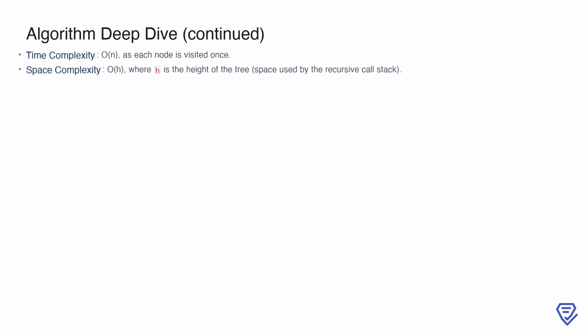Analyzing the complexity, the time complexity of the algorithm is O(n), where n is the number of nodes in the tree. This is because the algorithm visits each node exactly once during the traversal. The space complexity is O(h), where h is the height of the tree. This accounts for the space used by the recursive call stack, which grows proportionally to the depth of the tree.